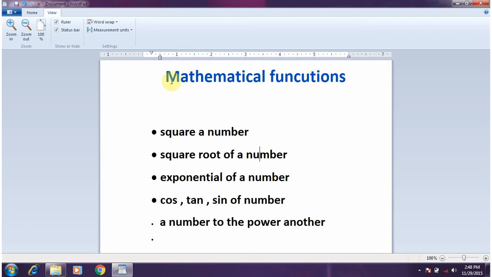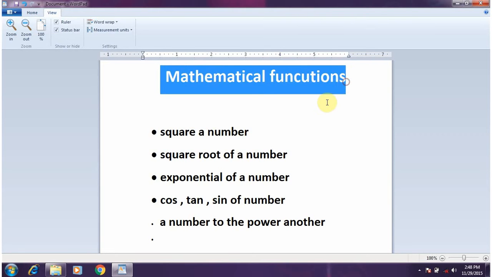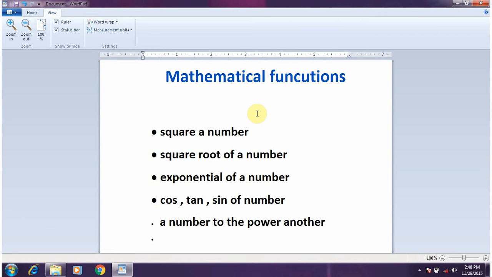For today, I want to talk about my mathematics functions. The reason I'm talking about mathematics functions is because the last time I covered my if statements and my else statements. I want to move on to my switch statements. So, moving to switch statements, I have to explain a few things like functions.